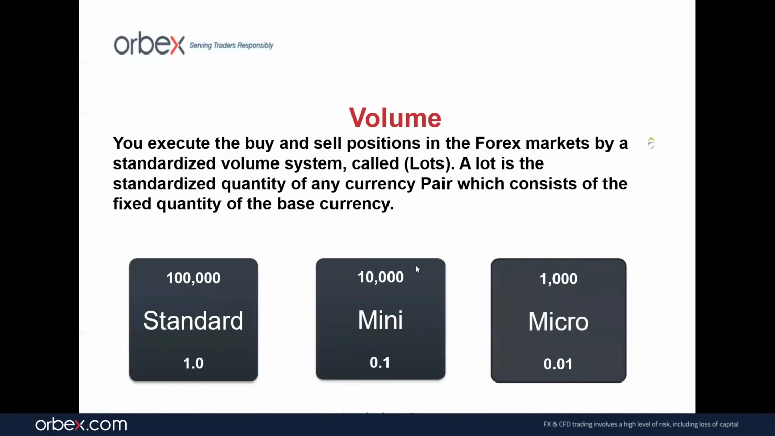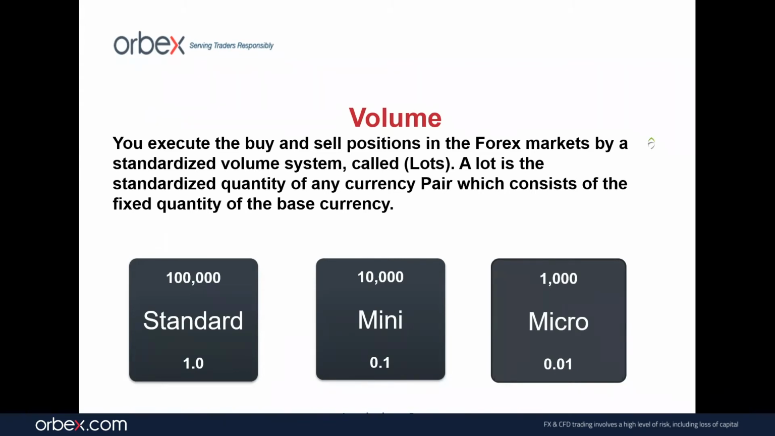Okay, so volume now. You execute the buy and sell positions in the Forex market by standardized volume size called lots. So what I was doing on my demo account trade was opening a one lot, which is 100,000 units of that base currency. A mini lot is 10,000 and a micro lot is 1,000, also known as 0.1 and 0.01.